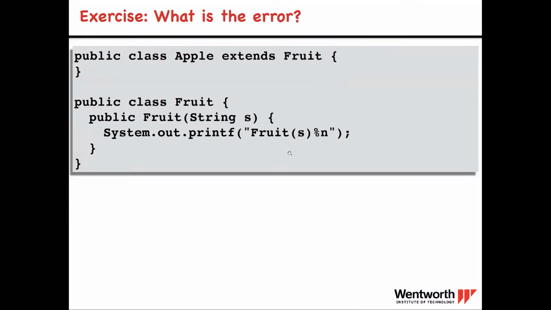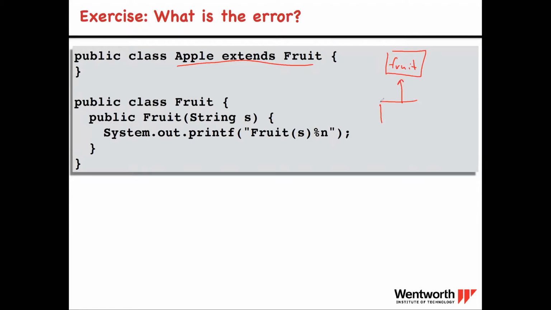All right. Got another quick little example. This will give you an error, so this will not work properly. So I have this class called Apple, and it extends Fruit. So we have our Fruit here, and Apple extends Fruit.